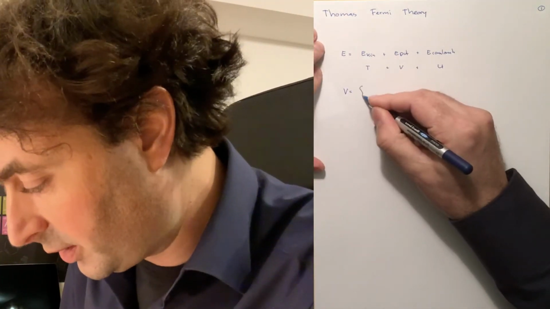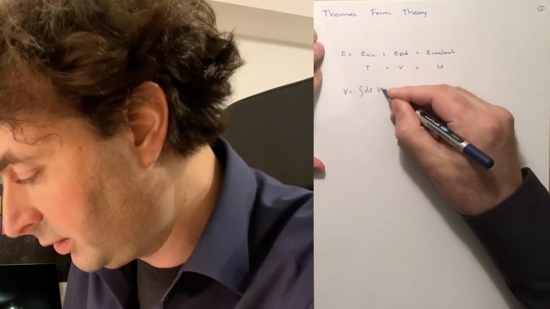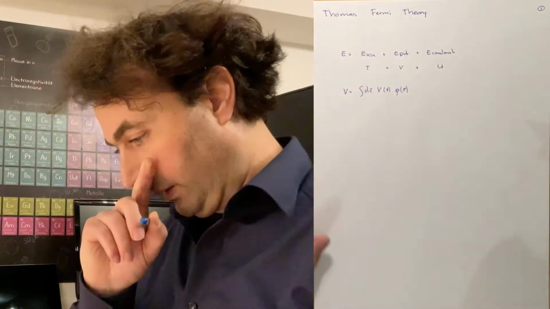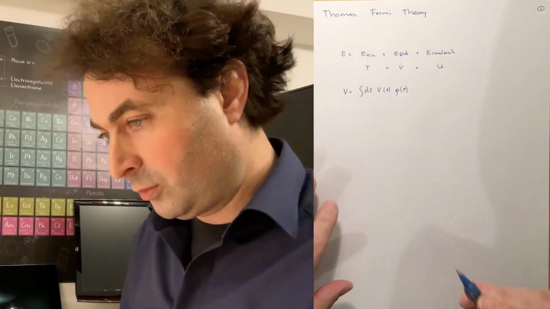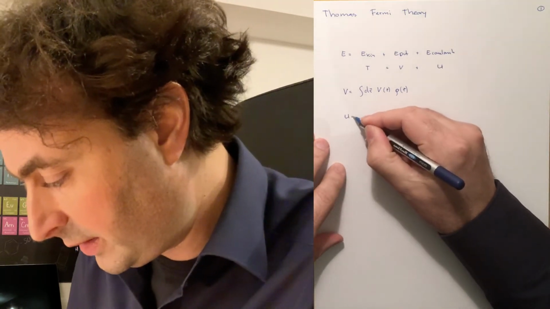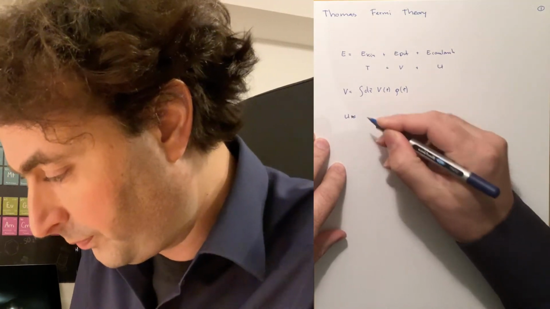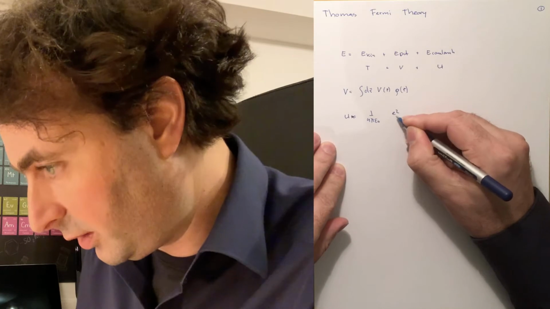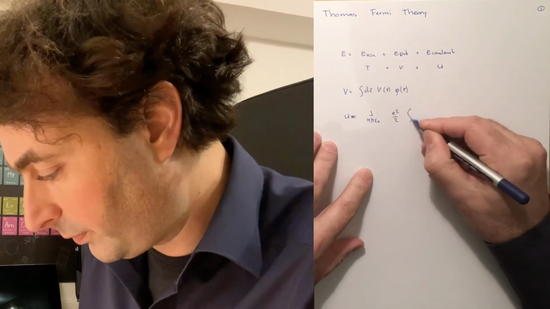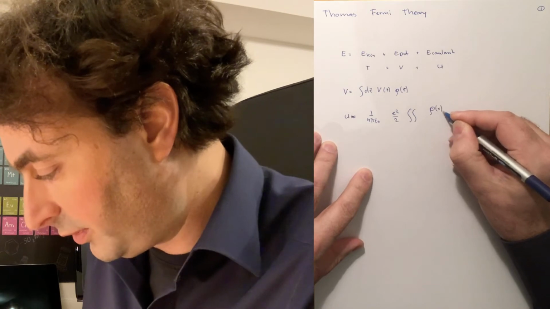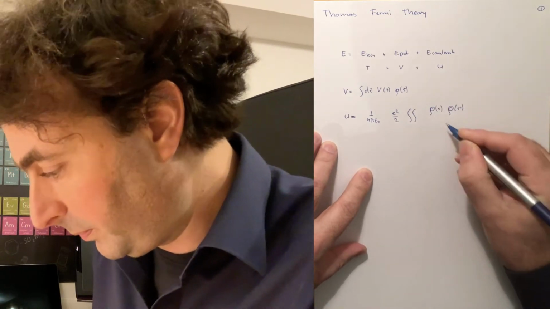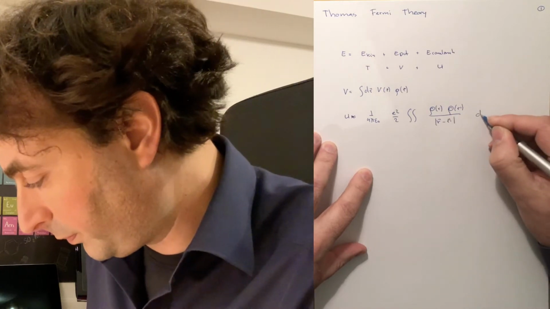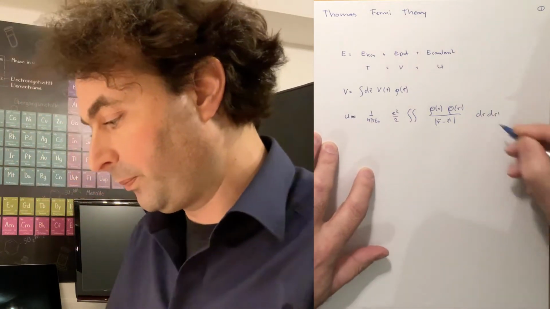The potential energy is easy to calculate from the electron density, and that is V times rho of r integrated over r. Thomas and Fermi used the classical approximation for the Coulomb energy. So we have 1 over 4 pi epsilon 0, if you work in SI units, e squared over 2. And then the double integral, rho of r, rho of r prime, divided by the norm of r minus r prime, dr prime.